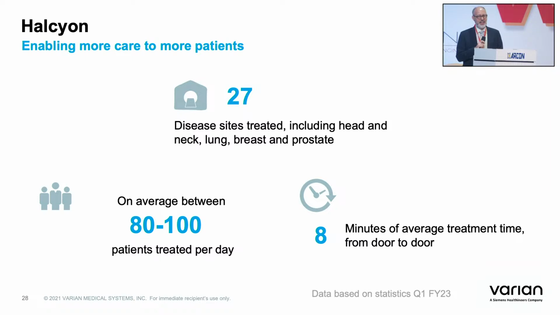You can see Halcyon is very flexible. And if this slide stays up long enough, you'll be able to see that we have treated on Halcyon up to 27 different disease sites, ranging from head, neck, pelvis, breast. It really is a very versatile workhorse. The other thing about Halcyon is its efficiency, its throughput, and you can see that on average between 80 and 100 patients are treated per day on the Halcyons that we have installed.